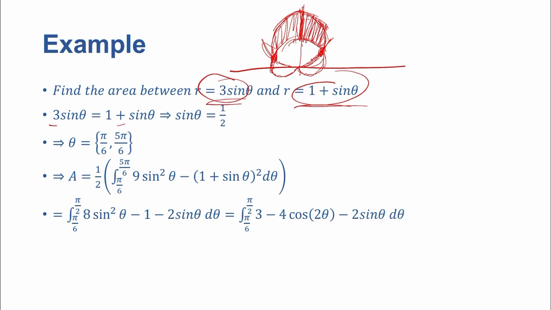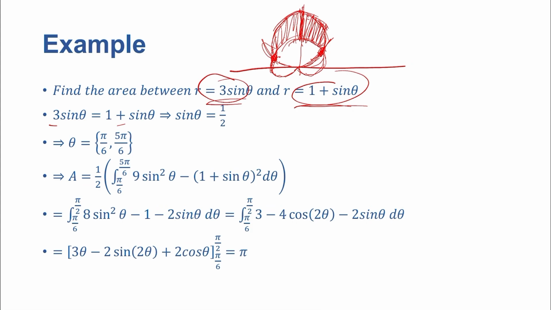So then, this looks like a kind of little creature, like a little alien, never mind. We get the integral between pi over 6 and pi over 2 of 8 sine squared theta, minus 1 minus 2 sine theta d theta. We can simplify and use our trigonometric rules so that we don't have a sine squared. So we get integral between pi over 6 and pi over 2, 3 minus 4 cosine 2 theta, minus 2 sine theta d theta. And from here, all that's left to do is evaluate this fairly trivial integral.